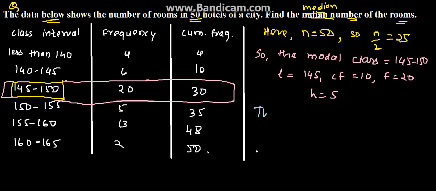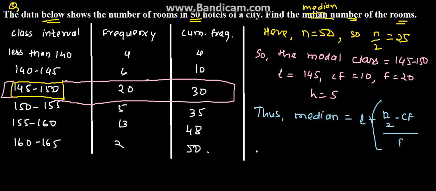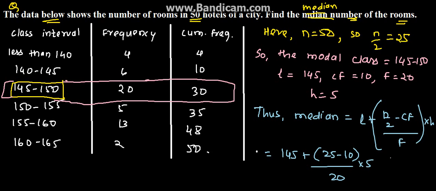Now we need to put all this into a formula, and the formula for median is L plus n by 2 minus CF upon F into h. This is the formula for median. So we can put in the values: L is equal to 145 plus n by 2 is 25 minus CF is 10 upon 20, into height, which is 5.